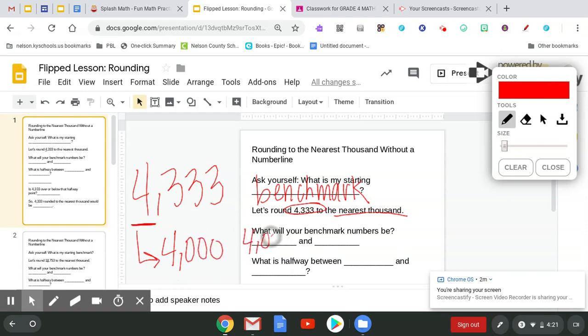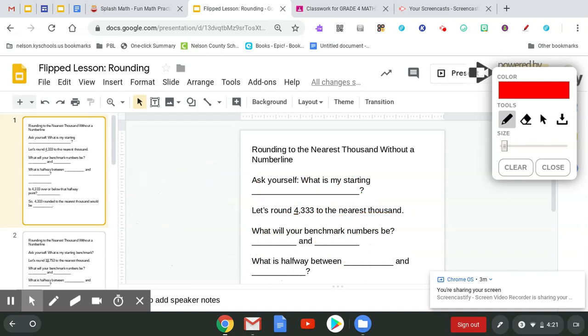That's my first benchmark. So I know I'm in the thousands. I know I'm rounding to the nearest thousands. And if 4,000 is my starting point benchmark, I'm going to count up to the next 1,000, which would be 5,000. So my next question asks me right here, what is halfway between 4,000 and 5,000? And I'm going to have to clear off my ink in order to scroll down, so pause if you need to.